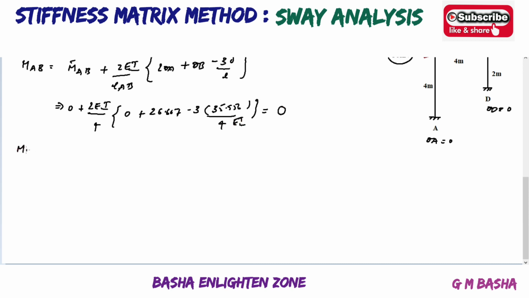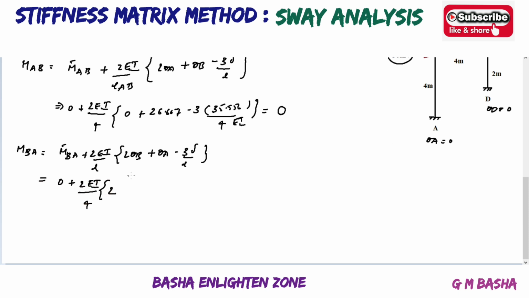Then MBA. The next moment will be MBA. What is the formula? M bar BA plus 2EI by LBA into 2 theta B plus theta A minus 3 delta by L. And again M bar BA will be equal to 0 plus 2EI by length of the column BA, which is 4 meters, into 2. What about theta B? That is 26.667 plus theta A will be 0 minus 3 into delta, 35.556 by 4. If you simplify again, you will get around 13.33 kilonewton meter.